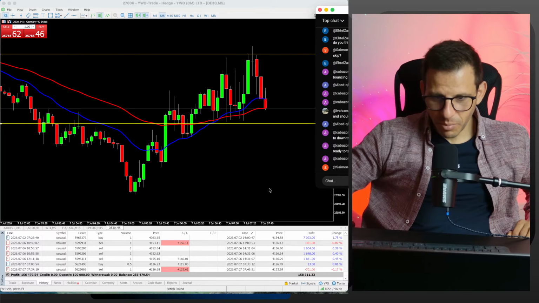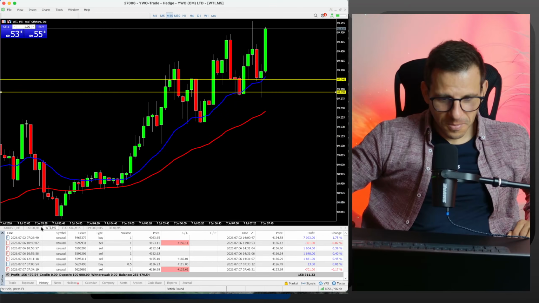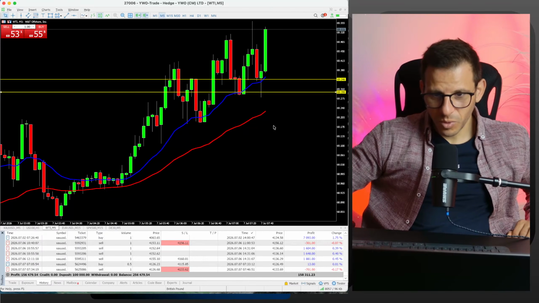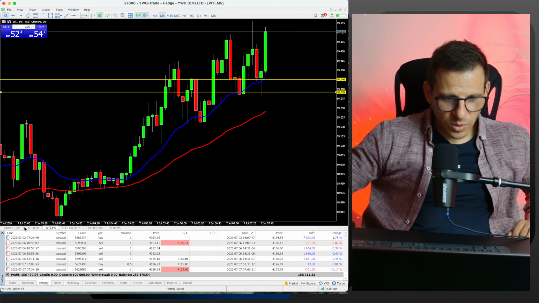DAX under pressure. I like that. DAX under pressure. WTI pushing up. Nice bounce here. See how the 20 period acted as a dynamic support on WTI.